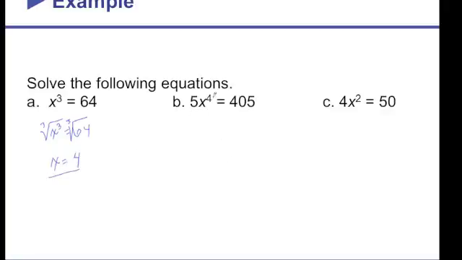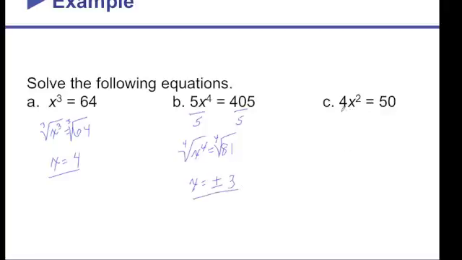This one, we want the x to the fourth by itself before we find the roots. So let's divide by 5. x to the fourth equals 81. And now I can take a fourth root. And x can equal, because this is an even root, plus or minus the fourth root of 81, which is 3. So plus or minus 3.